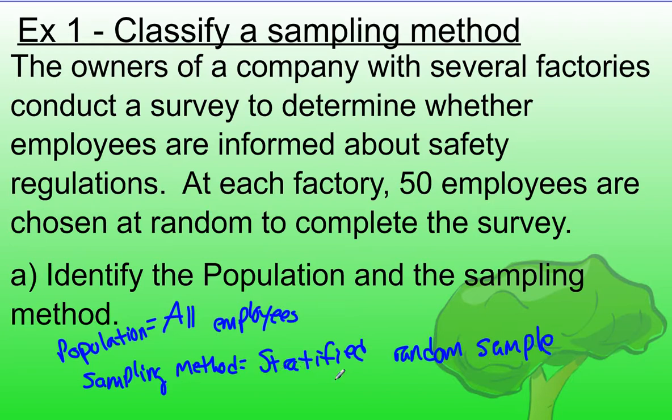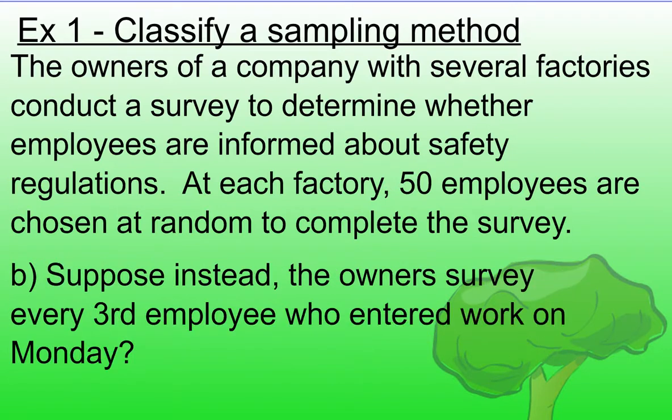So a stratified random sample is when you're selecting people from distinct groups, as here we're having distinct different factories. Okay. Now, letter B. Suppose the owner surveys every third employee who entered work on Monday. So would everybody have an equal chance? Not quite. This would be a systematic sample because there's a certain rule of how people are getting picked.